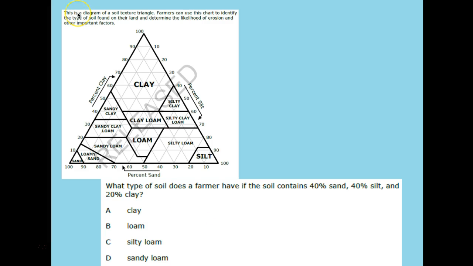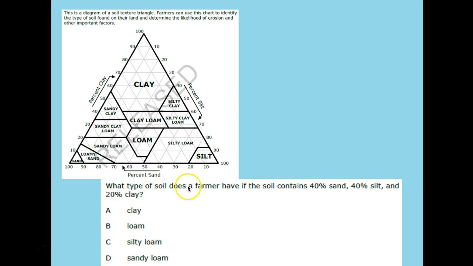So this is a release item that shows you an example of that. This is a diagram of a soil texture triangle. Farmers can use this chart to identify the type of soil found on their land and determine the likelihood of erosion and other important factors. So this soil texture triangle is helpful with agricultural, especially with planting crops and examining the soil to see how fertile it is or what actions you may need to take in order to make it more suitable for your crops.